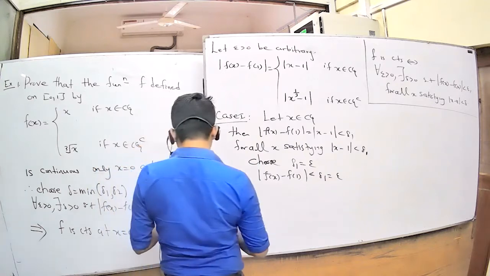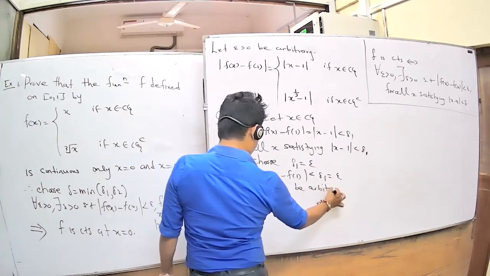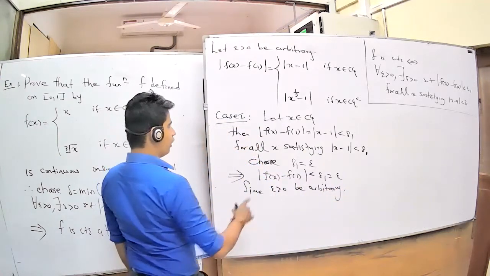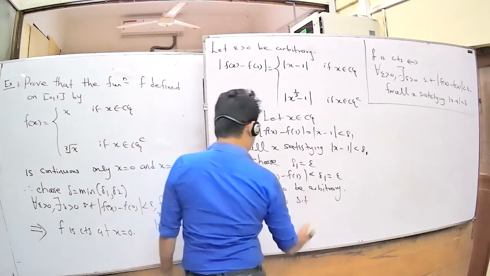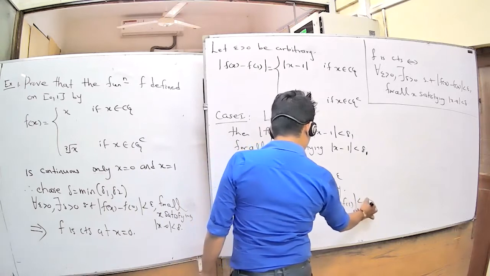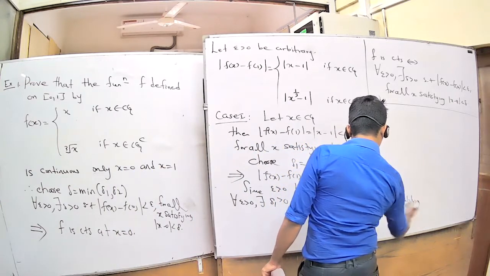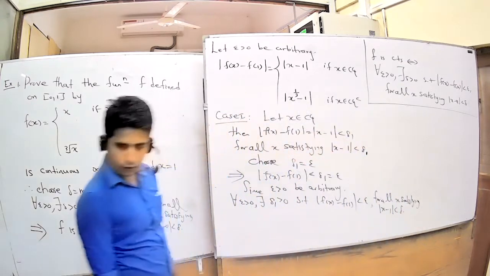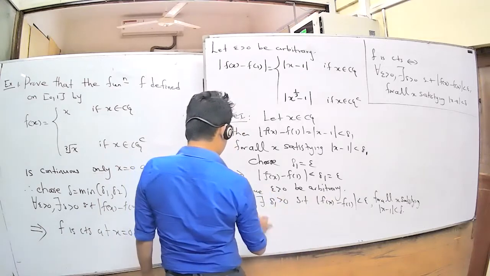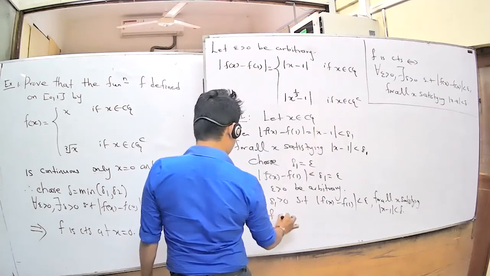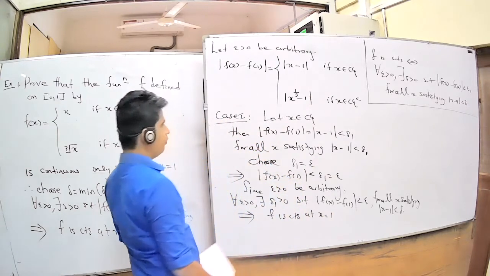Okay. Now, since epsilon greater than 0 is arbitrary, this result is true for all epsilon greater than 0. That means for all epsilon greater than 0, there exists delta 1 greater than 0 such that modulus of f of x minus f of 1 is less than epsilon, for all x satisfying modulus of x minus 1 less than delta. Therefore, this means f is continuous at x equal to 1 for case 1. Okay, right. Now we move to case 2.